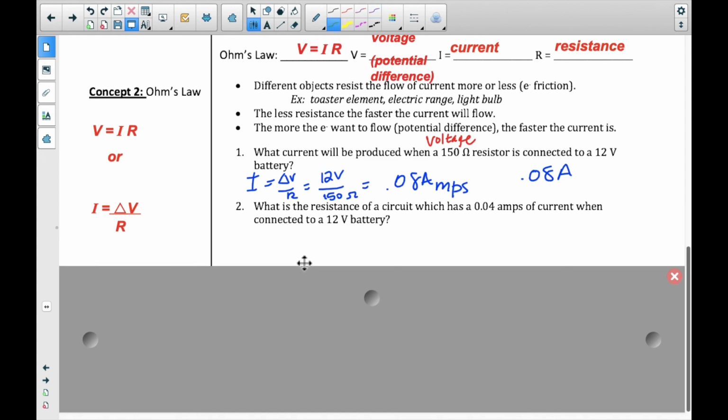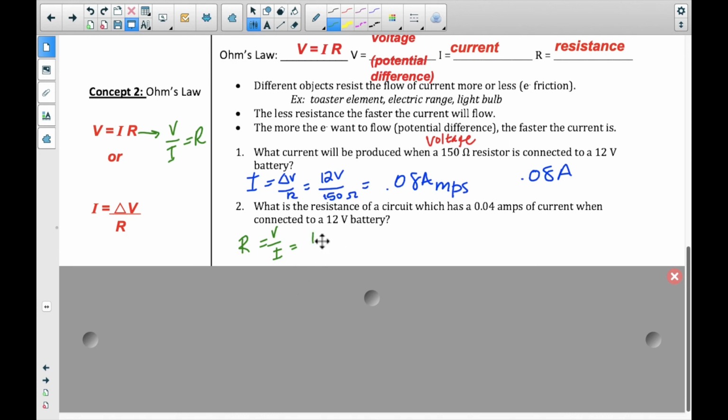Okay, next question is very similar. What is the resistance of a circuit? But this time they're asking, okay, what's the resistance? We know the output, it has 0.04 amps, and we know the input, it has a 12 volt battery, but there's some kind of resistance going on. What is that resistance? We could use either equation. You could move it around. You could take this top equation and divide by I. So you get V over I equals R because we're solving for resistance. And so we can just use that setup.